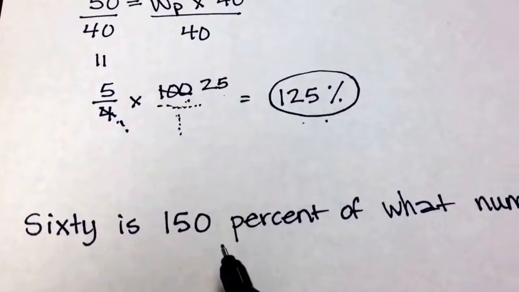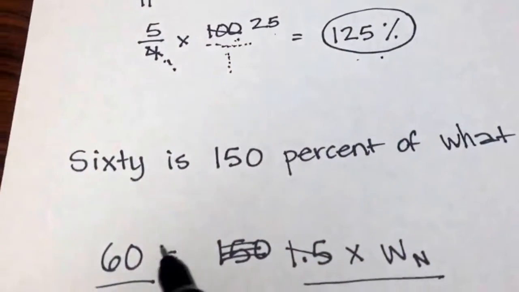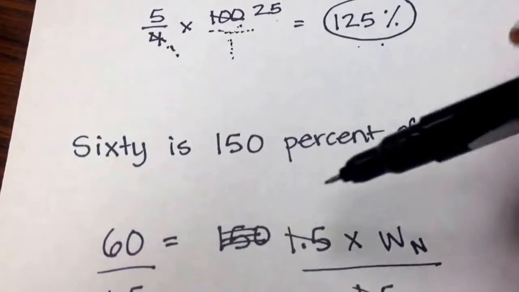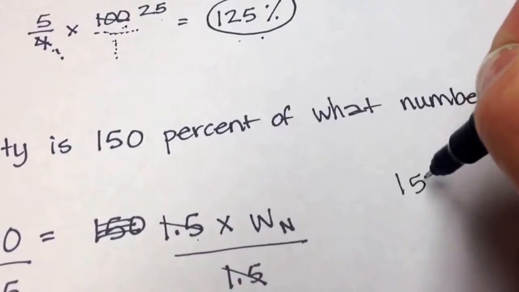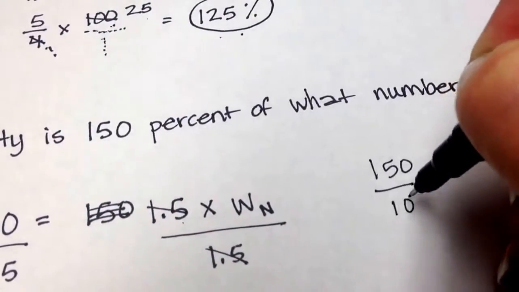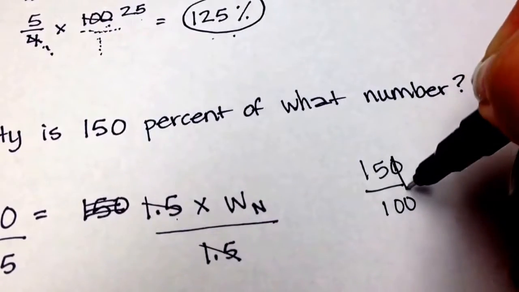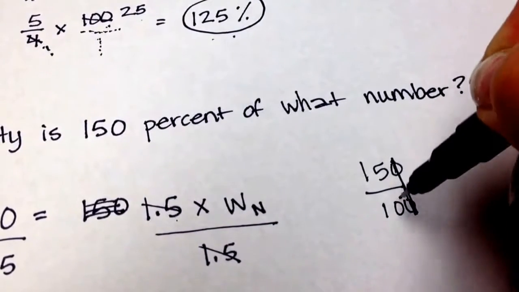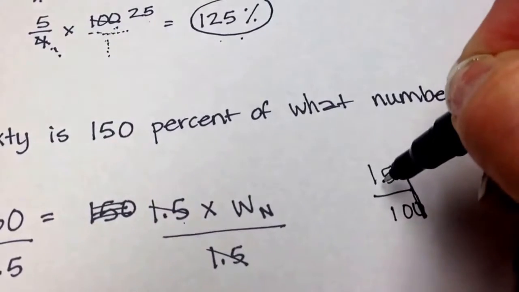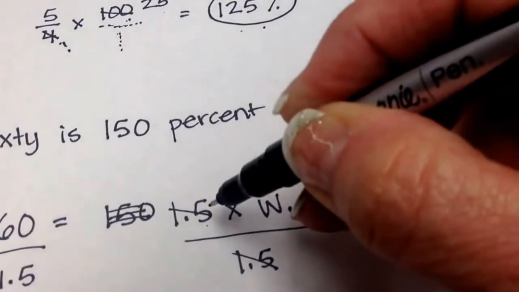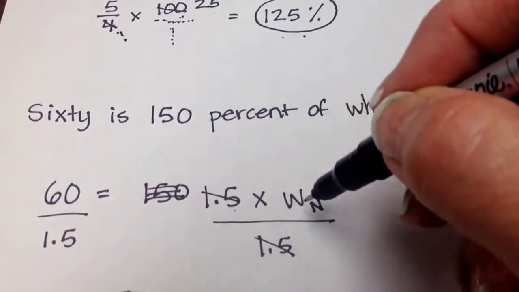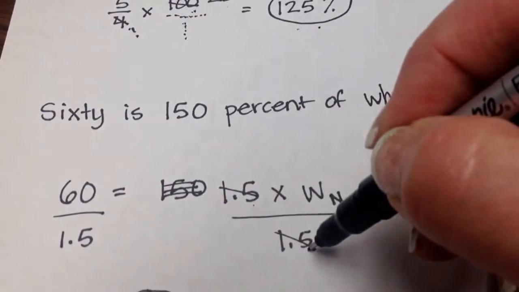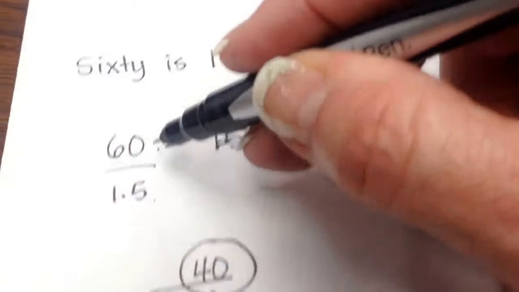60 is 150% of what number? 60 is, now 150% is really what? 150 over 100. I can do that, right? Divide by 10. If I divide that by 10, I'm going to get 1.5. It's just a smaller number, easier to do. So 1.5 of what number? So I'm going to divide by 1.5.